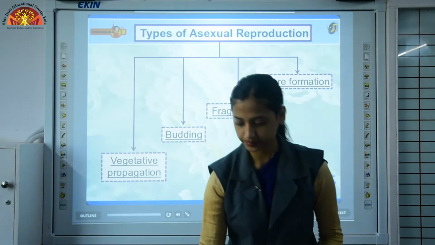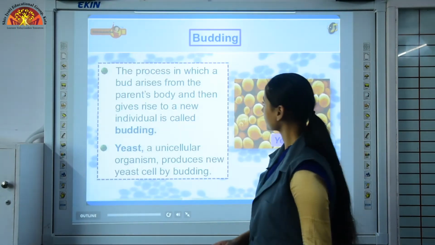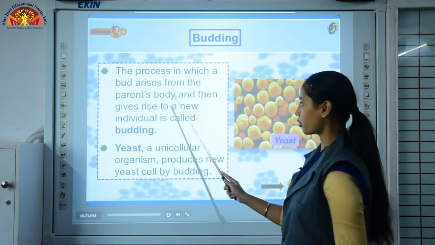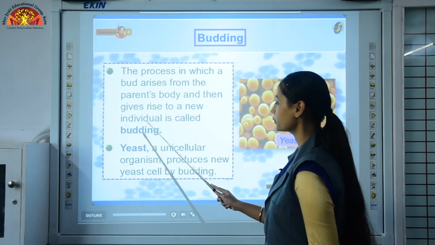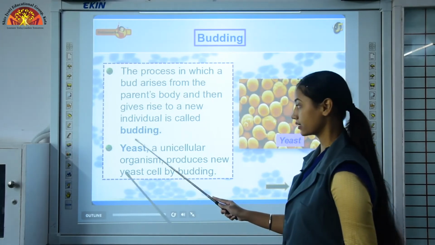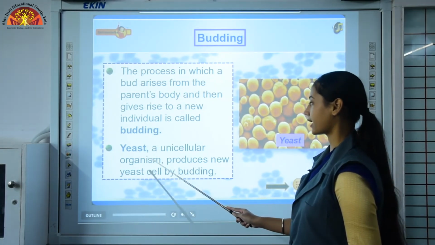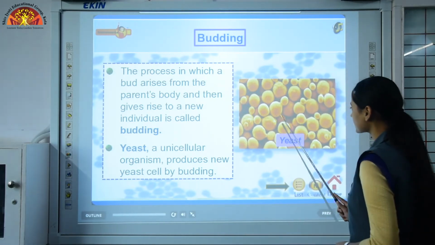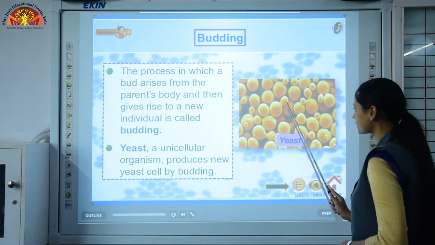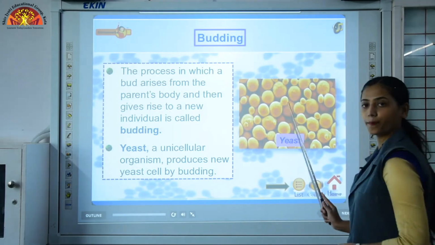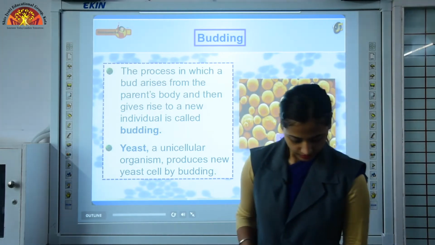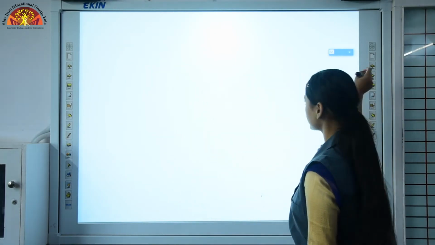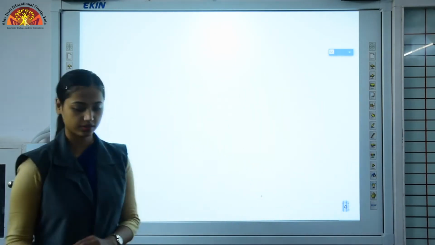Let's look here. The process in which a bud arises from the parent's body and then gives rise to a new individual is called budding. Yeast, a unicellular organism, produces new yeast cells by budding. You can see this is a yeast cell, and these small circles which you can see are buds. Then the second type of asexual reproduction is fragmentation.